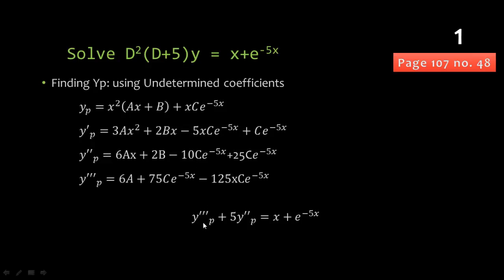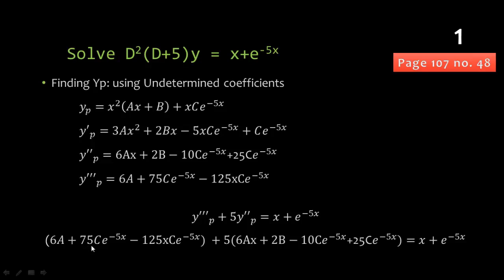Now we have y_p triple prime, from the original equation, plus 5y_p double prime is equal to x plus e to the negative 5x. Substituting these values, we have 6a plus 75c e to the negative 5x minus 125xc times e to the negative 5x plus 5 times the quantity y_p double prime, which is 6ax plus 2b minus 10c e to the negative 5x plus 25xc e to the negative 5x, which is equal to x plus e to the negative 5x.